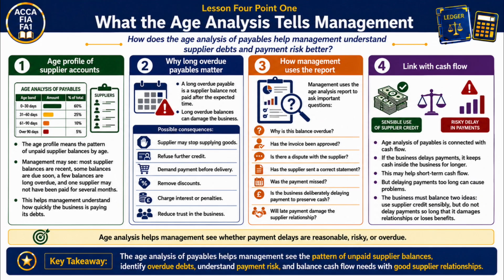How management uses the report. Management may use the age analysis to ask the accounts department questions. For example, why is this balance overdue? Has the invoice been approved? Is there a dispute with the supplier? Has the supplier sent a correct statement? Was the payment missed? Is the business deliberately delaying payment to preserve cash? Will late payment damage the supplier relationship? This helps management control the payables ledger and make better payment decisions.